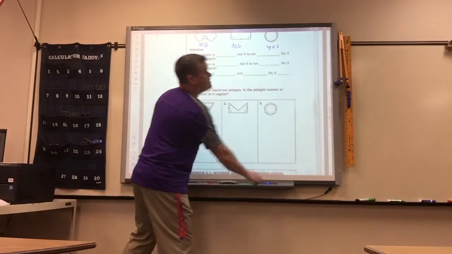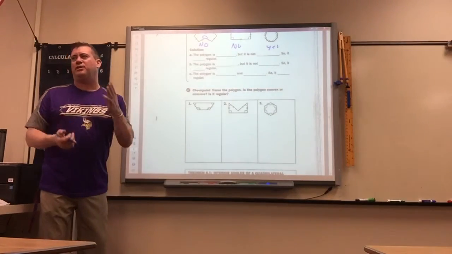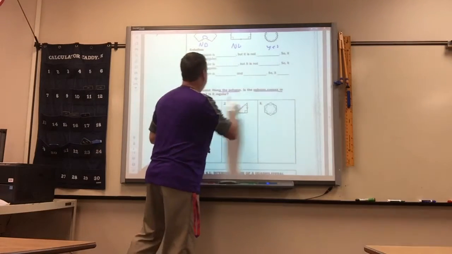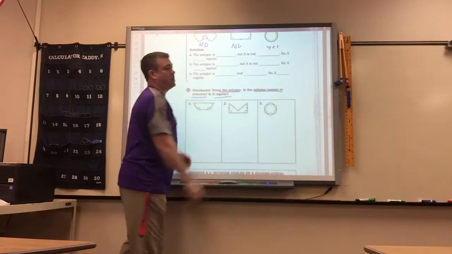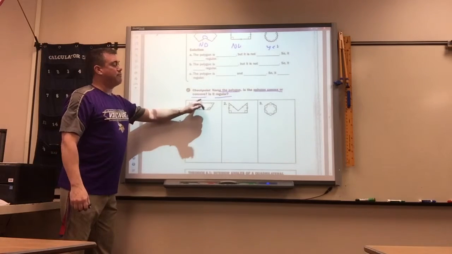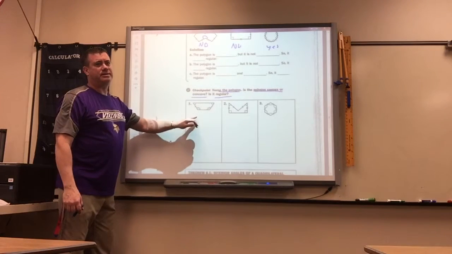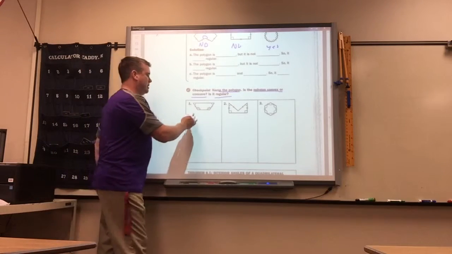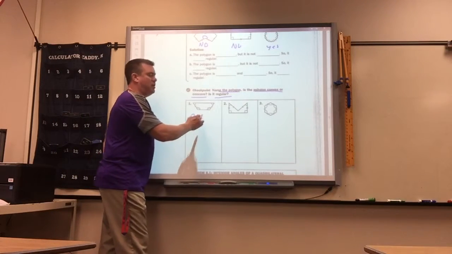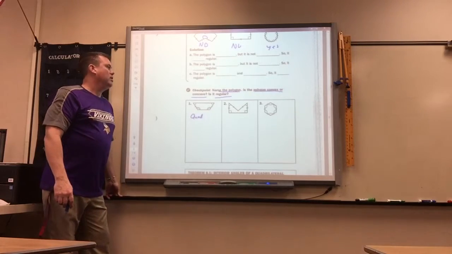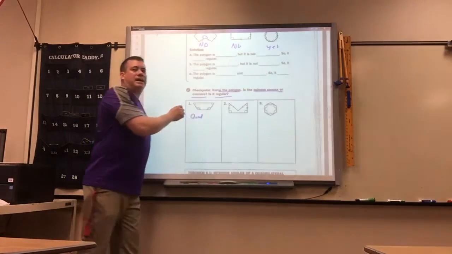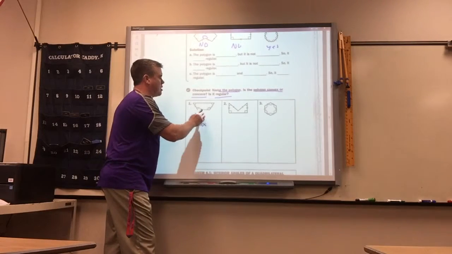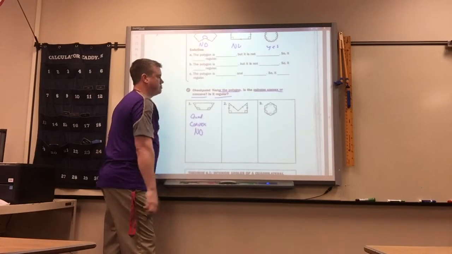So, then we got some questions where you gotta do 3 things. You gotta name it, say if it's convex or concave, and then is it regular? So if it's got 4 sides, what's the word for 4? Quad. It's a quadrilateral, you can just abbreviate it, quad. Convex or concave? Convex, nothing's caved in. Is it regular? No.